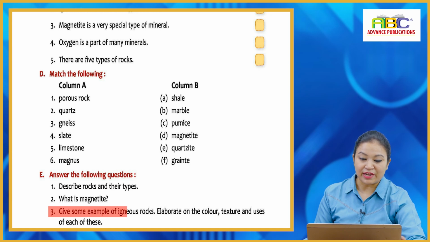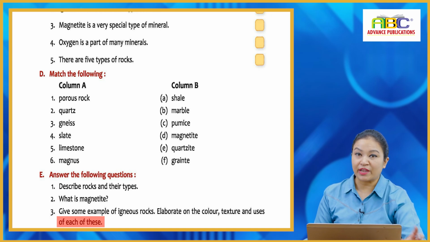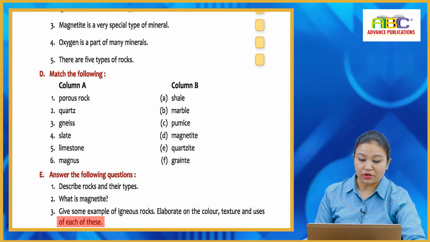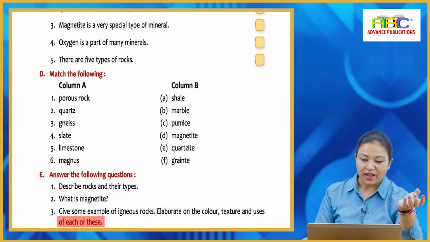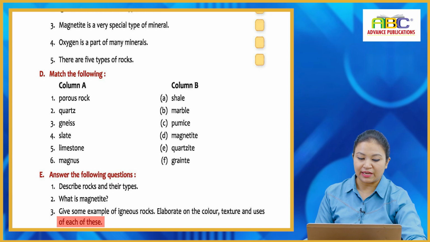Third, give some example of igneous rocks. Elaborate on the color, texture and uses of each of these. So you have to write the example of igneous rock. Also known as fire rock, igneous rocks are the oldest type of rocks. Deep inside the earth, the temperature is very high and the minerals there are in liquid form called magma. As the magma pushes towards the earth's surface, it starts to cool and turn into solid igneous rock.